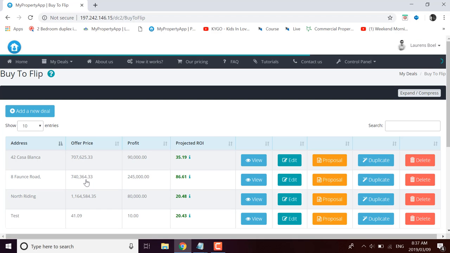Now a flip, for those of you who don't know, is when you buy a property at a low price, you add some value to the property either by renovating the kitchen, the bathroom, modernizing the property, and you sell for a profit. So you flip the property over a 6, 9 or 12-month period for a profit.